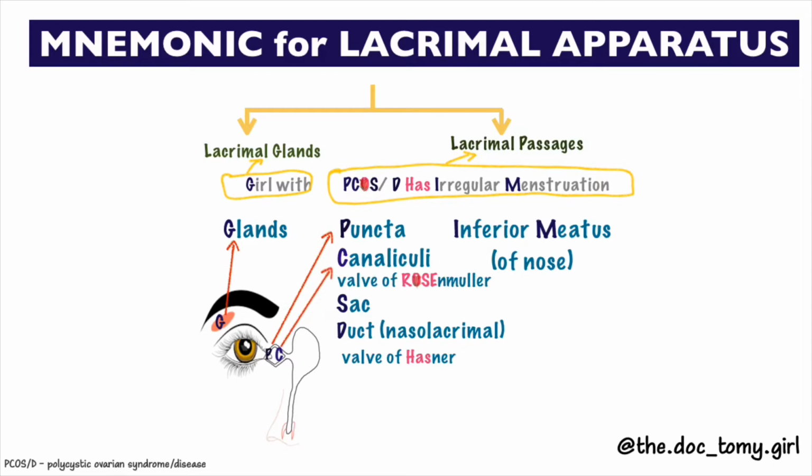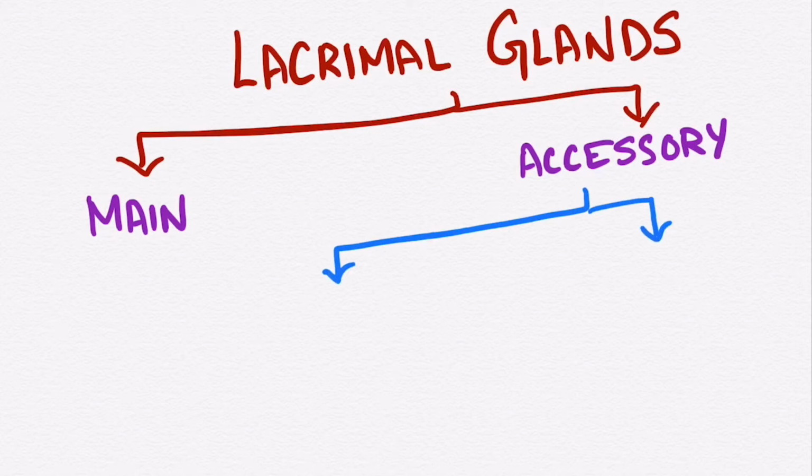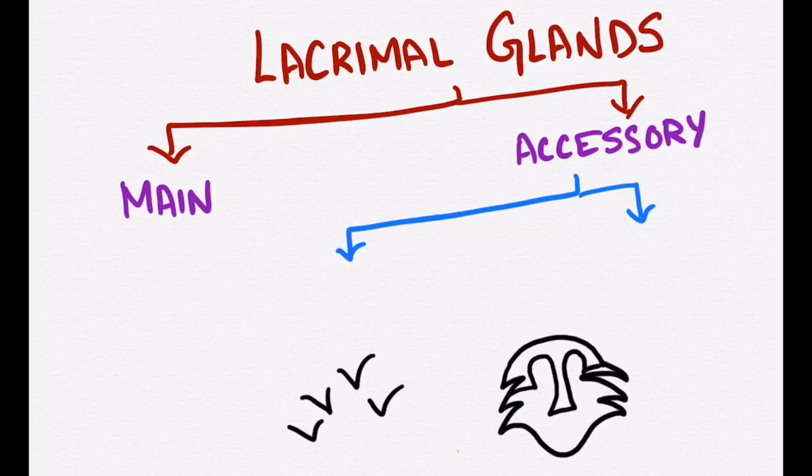Now you can see the various structures of the lacrimal apparatus marked in the figure. We will discuss about it in detail later. The lacrimal glands include the main and accessory lacrimal glands. The accessory lacrimal gland in turn consists of two structures.